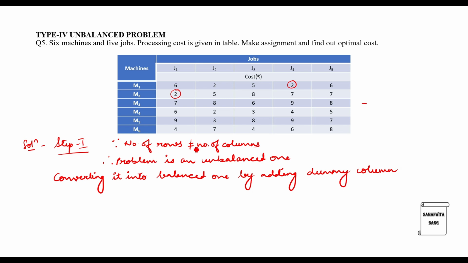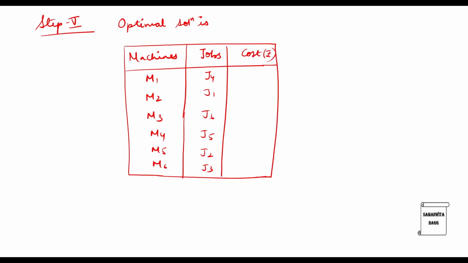Machine 4 again is allocated to job 5. So that is here. This is 5. M5 is allocated to job 2. And M6 is allocated to job 3. You have to add the cost values. So this is 2, 2, 0, 5, 3, 4. When you add the total cost, this adds up to rupees 16.